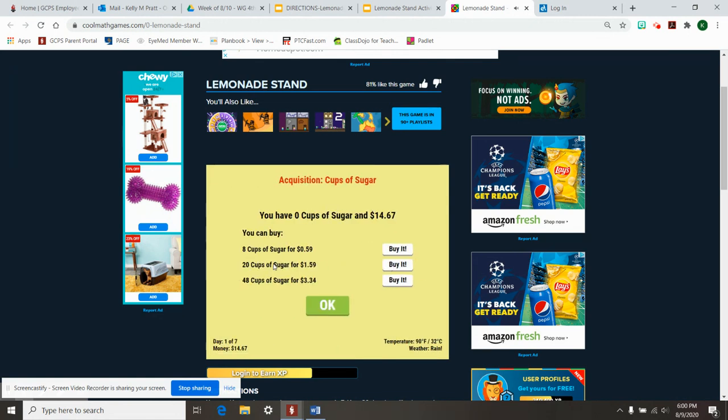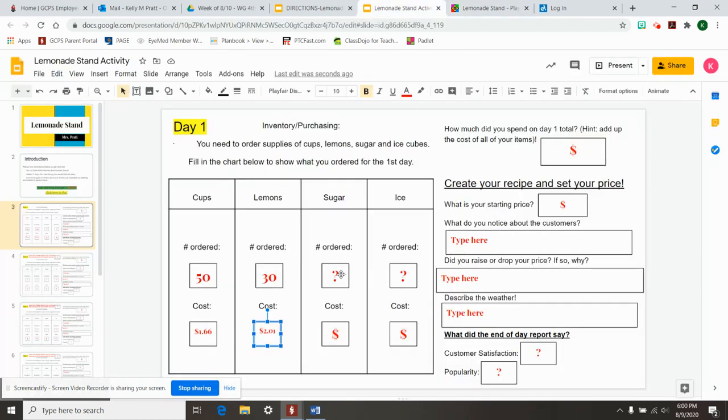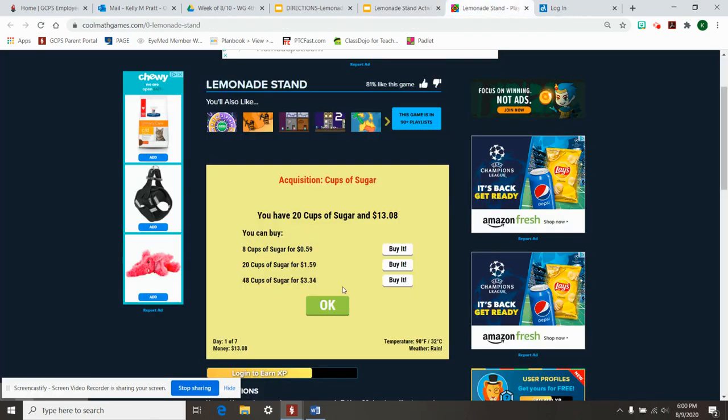Sugar, how much sugar do I want? I'm going to go with the 20 cups. Hit buy it, so 20 cups for $1.59. 20 cups, $1.59. I need to lower my font. There we go. And the last one is ice.